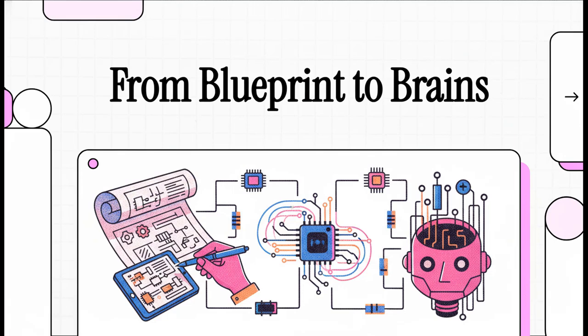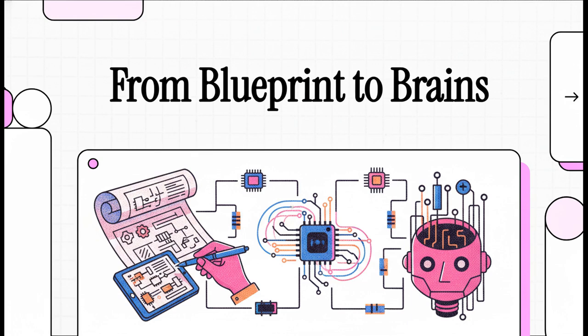Hey everyone, and welcome. Have you ever looked at one of your gadgets and just wondered, how did this go from being just an idea to something that actually thinks? Well, today we're pulling back the curtain on that exact process. We're going to see how electronic systems get designed, from the very first blueprint to the final working brain.